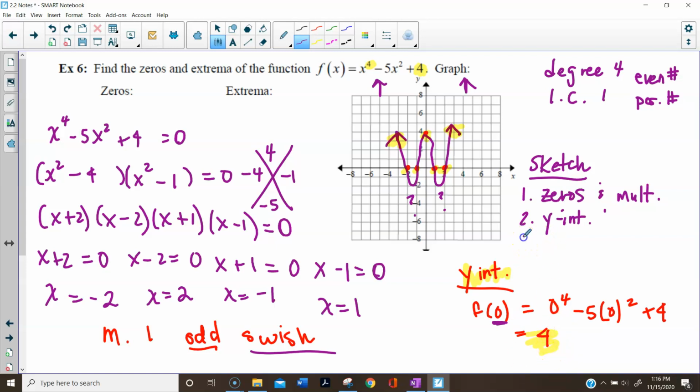And the third thing that's important to me is that you know the absolute end behaviors. All right, I'll just put in end B for end behaviors. And that's that both of these ends are going up because the leading coefficient was positive and the degree was even. So those are the characteristics you're going to need to know when you're sketching a graph.